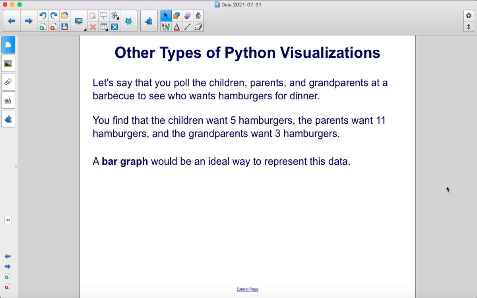Let's say that you poll the children, parents, and grandparents at a barbecue to see who wants hamburgers for dinner. You find that the children want 5 hamburgers, the parents want 11 hamburgers, and the grandparents want 3 hamburgers. A bar graph would be an ideal way to represent this data.